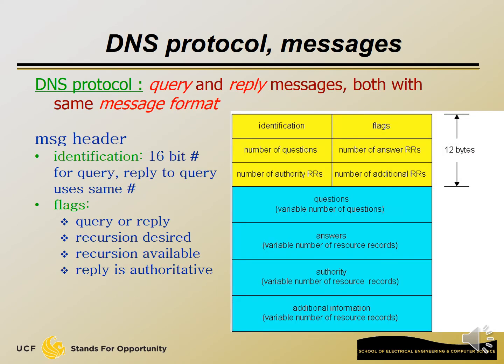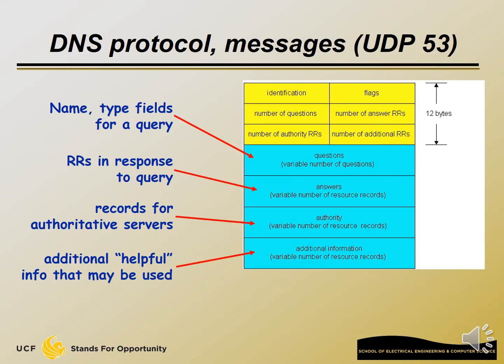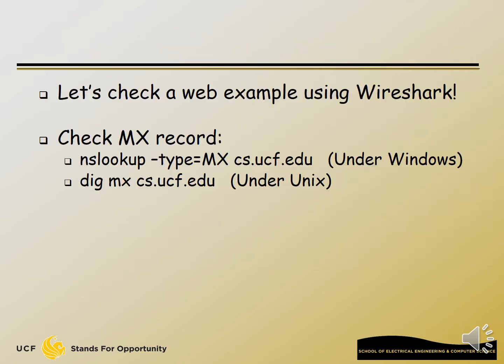Protocols and messages: query and reply messages both have the same message format. The message header has identification and flags. Identification is a 16-bit number for the query, and the reply to the query uses the same number. Flags: query or reply, recursion desired, recursion available, reply is authoritative. The message also has the name and type fields for a query, records in the response to a query, records for the authoritative server, and additional helpful information that may be used.